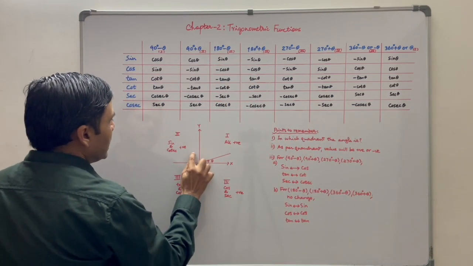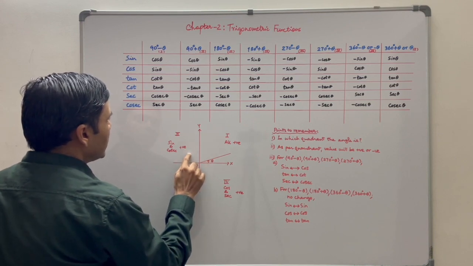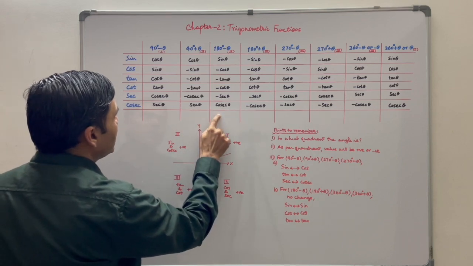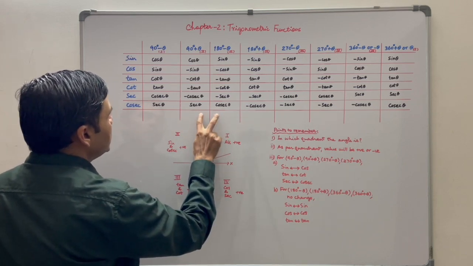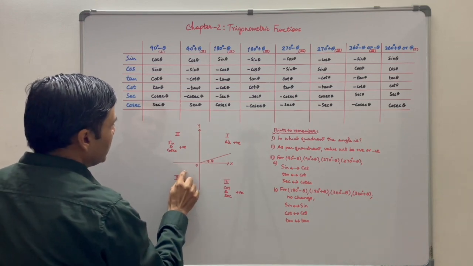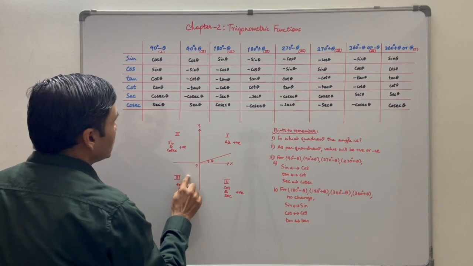If the angle is 90 plus theta or 180 minus theta, then the angle is in second quadrant. In this column, angle is 90 plus theta, and in this column, angle is 180 minus theta. So in these two columns, angle is in second quadrant. If the angle is 180 plus theta or 270 minus theta, then the angle is in third quadrant.